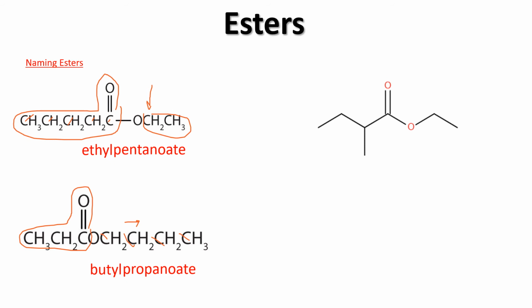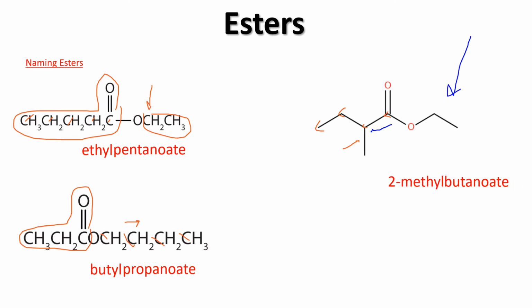Now this one, drawn in stick form, has a substituent group off of it right there. First things first, you're still going to say, okay, we've got a carbon there, a carbon there, a carbon there, a carbon there, so it's 4. So we're talking about a butanoate. And then we're going to say that methyl group looks like it's off the second carbon there, so we'll call that a 2-methyl butanoate.